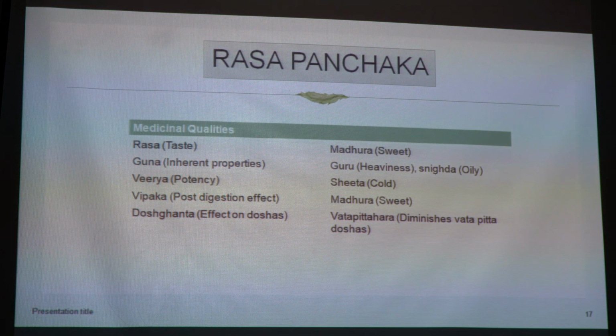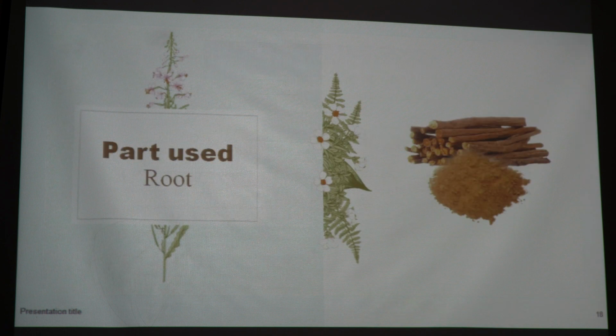Raspanchak, medicinal qualities. As I already told you, Ras is sweet. Guru, heaviness. Then oily. Virya, potency, is cold, just like amla. Vipak is sweet. Effect on dosha: it pacifies vat and pit dosh. Its part used is roots.